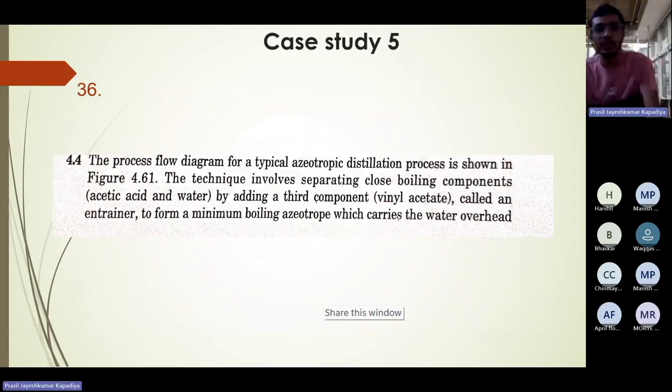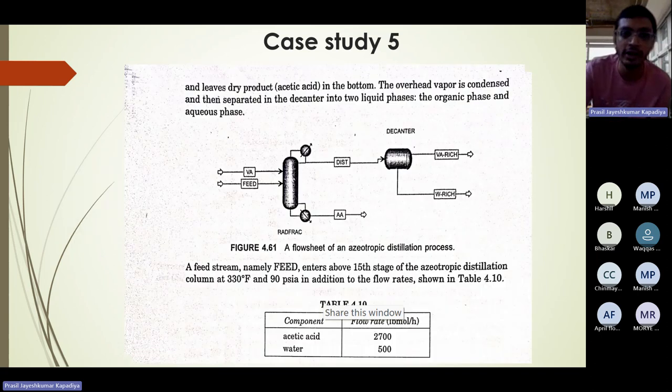So, next problem. This is the problem for separation of acetic acid and water. I will read out the problem. The problem says that a process flow diagram for a typical azeotropic distillation process is shown in the figure. The technique involves separating close boiling components, acetic acid and water, by adding a third component, vinyl acetate, called an entrainer, to form a minimum boiling azeotrope which carries the water overhead and leaves the dry product acetic acid in the bottom.